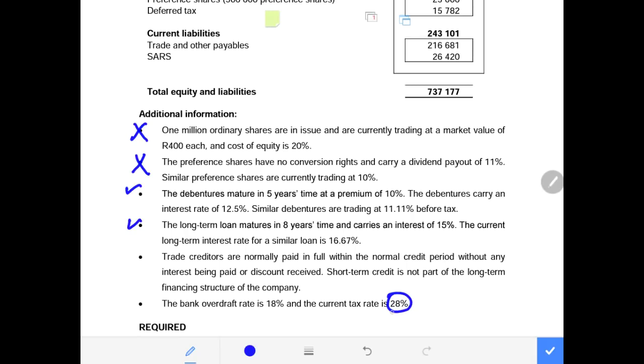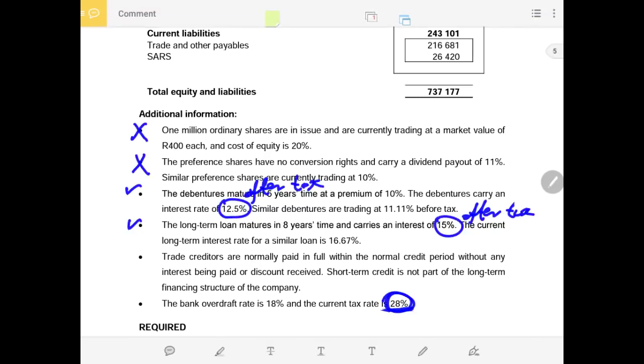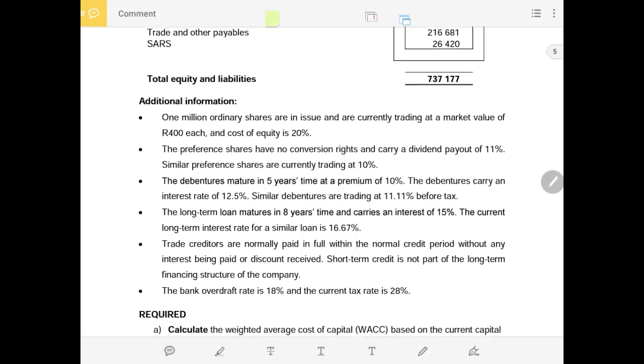So now we have to take into account that 28% of tax, so that our interest that we calculated here must be after tax. We need to calculate that interest after tax. And also with regard to the debentures that carry 12.5, we need to take into account the after tax implication, meaning after we have deducted 28%, because we are allowed to deduct interest in the statement of profit and loss. So now that must also be deducted in our interest.